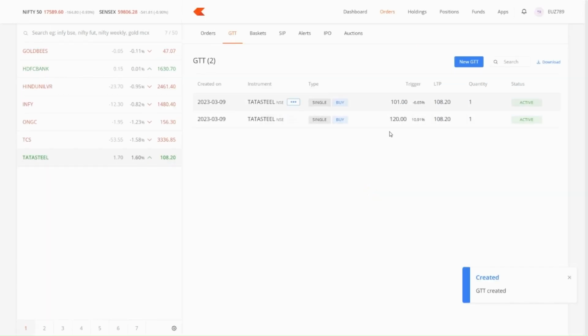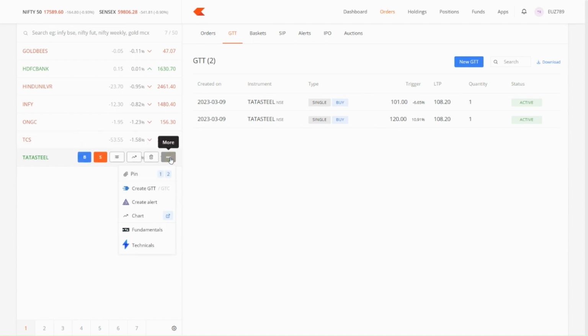If you click place, this GTT order gets created. You can see both orders are alive in the GTT section. One is your bullish view on Tata Steel, another one is your bearish view on Tata Steel. Whichever you feel is better, you can keep that one. So this is all about buy GTT, and now we will discuss sell GTT.